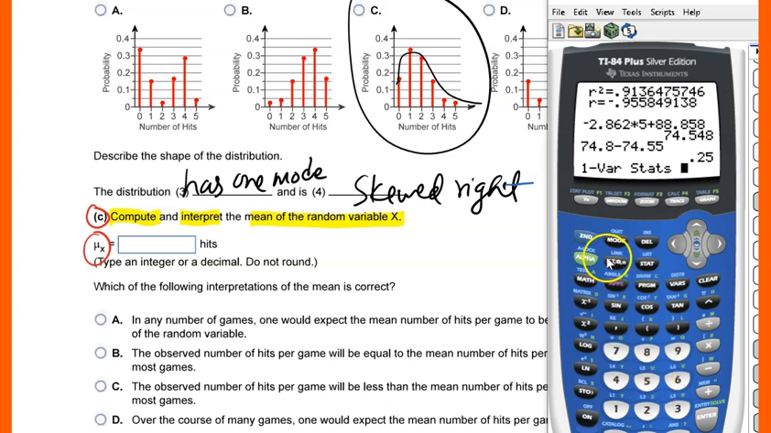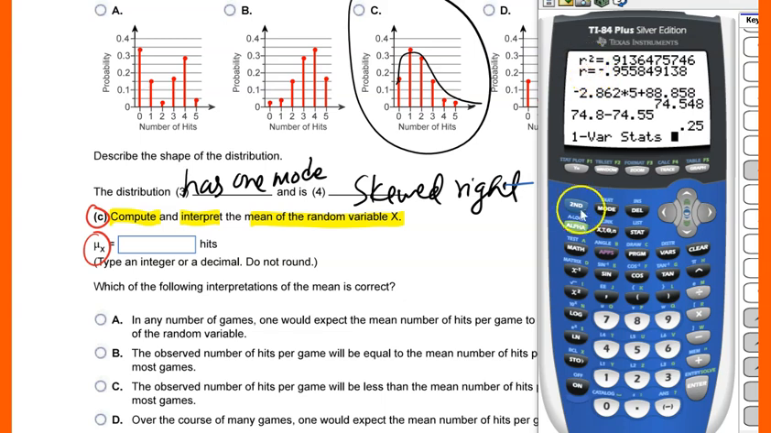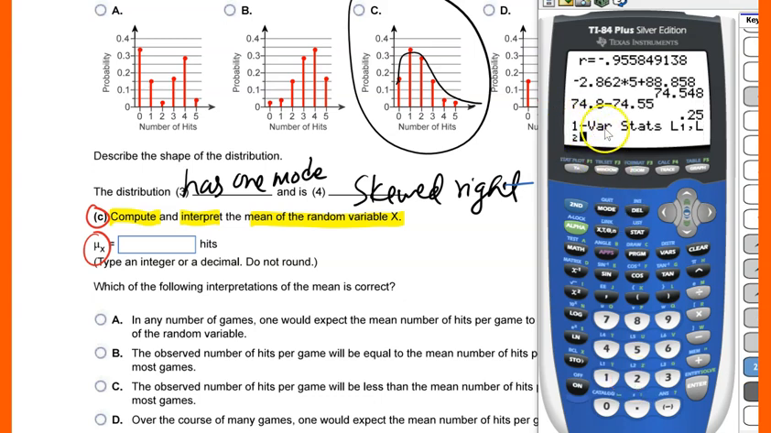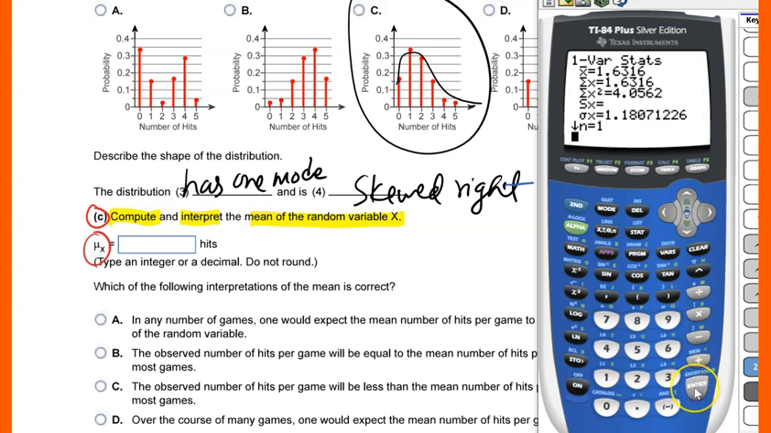To do that, I press second, and 1 gives you L1, and the comma is above 7, and I press second and 2 gives me L2. I have 1-Var Stats L1 comma L2 now, and I press enter, then you'll get this. It doesn't say mu of x here, but that's the mean, and you can see it in the calculator.